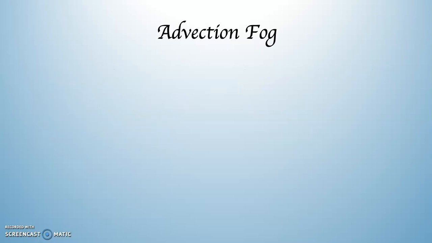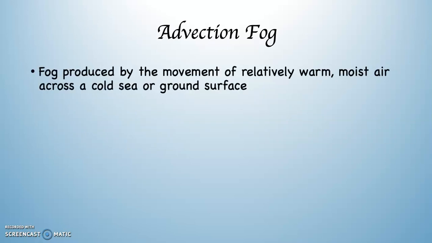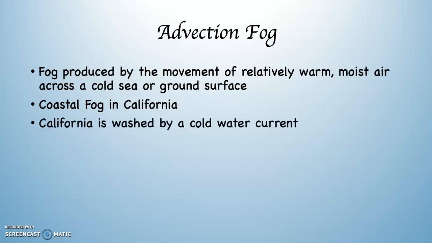Okay, advection fog is the place to start. This is fog produced by the movement of relatively warm, moist air across a cold sea or ground surface. In the case of California, this is going to be a cold sea surface, in other words, the ocean. This is our coastal fog in California, but coastal fog is a vernacular name for this. I want you to know the scientific name, which is advection fog.